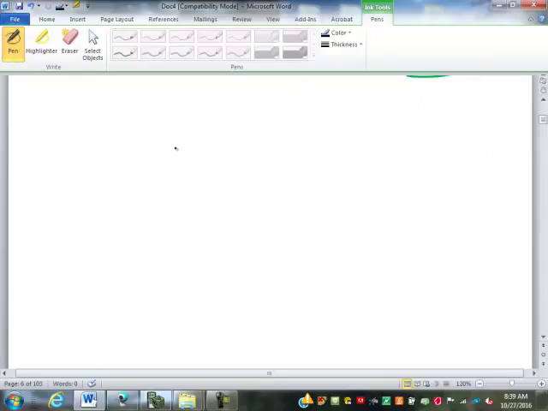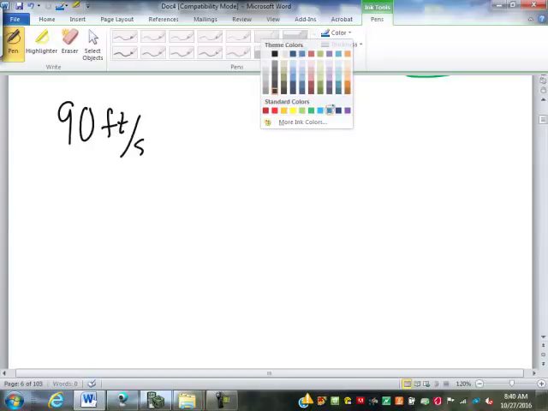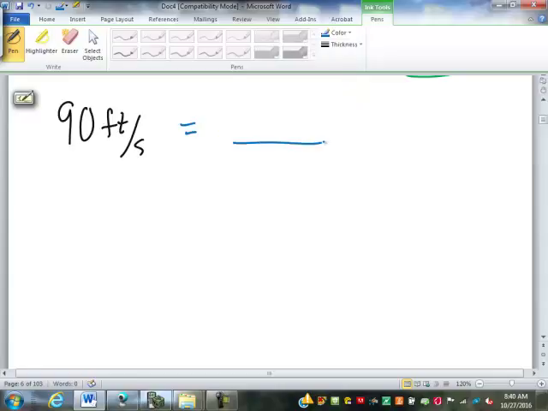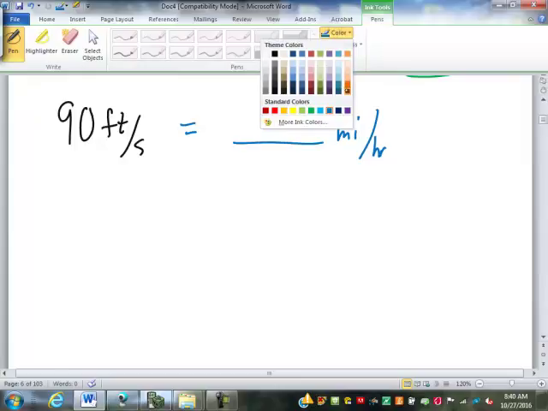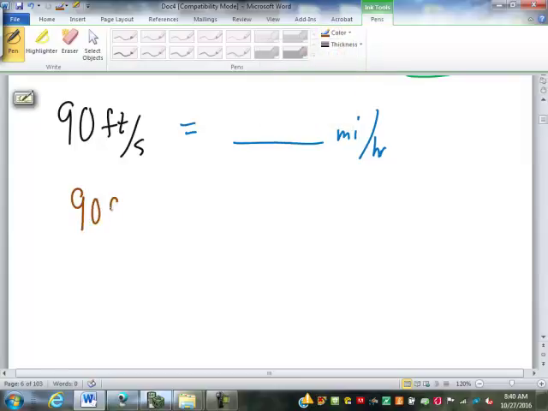So today we're going to take a look at what happens if I have 2 units. And we've looked at this before. Remember we did the example of me throwing a baseball at 90 feet per second? Do you remember that example? Let's just review that. How did we turn that into miles per hour? We did 90 feet over 1 second.